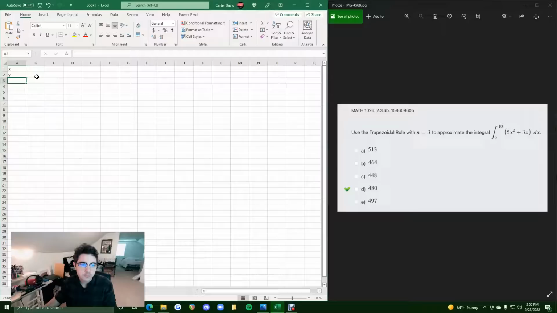We'll do x in the first row and y in the second row, with the x value starting at 9, since 9 is the first value for the bounds on the integral. And then we want to split up the interval of 9 to 10 into 3 equal parts. So we do 10 minus 9, which is 1, divided by 3, which is 1/3, or 0.33333. So 0.3 repeating will be the width of each trapezoid.